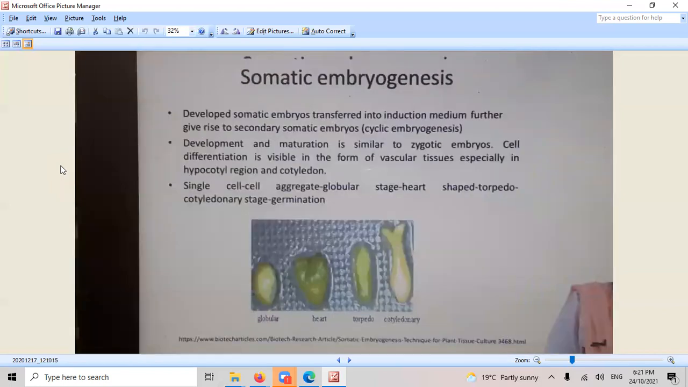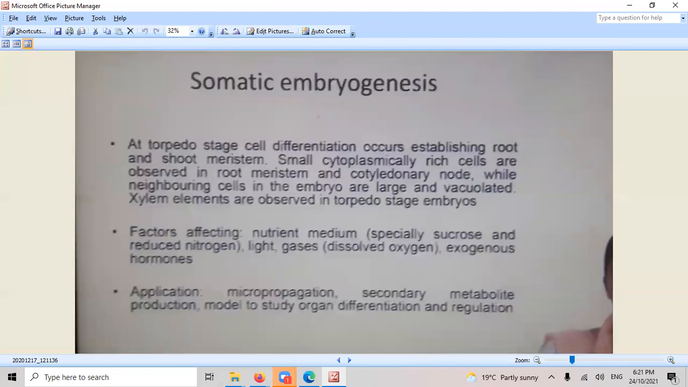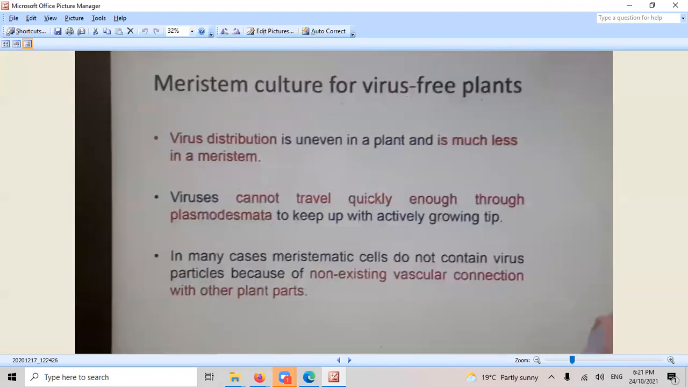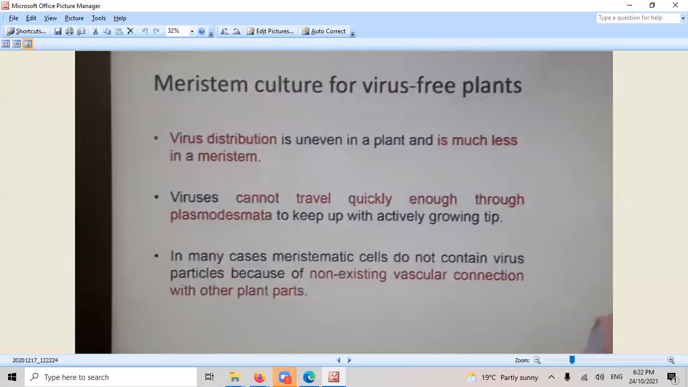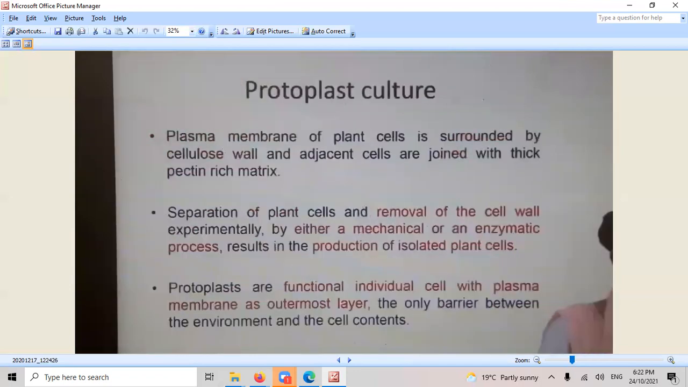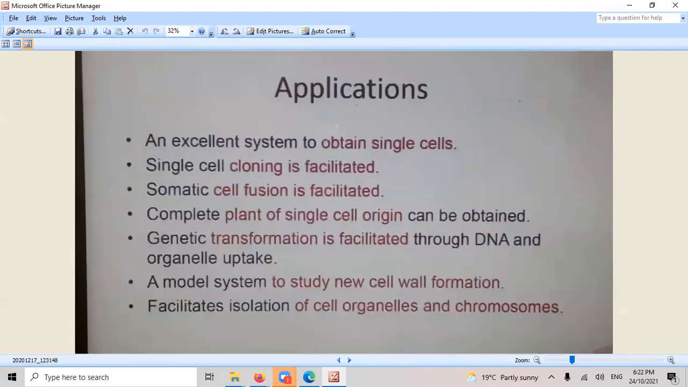These are the 4 shapes we're talking about, and the xylem. Remember it said in the globular shape, do you see the xylem? No, in the heart, or the torpedo, or the cotyledonary, when it's finally finished. There are 4 stages. Somatic embryogenesis. Let's go back, see if I was right. Xylem elements are observed in the torpedo stage. Okay. This cannot travel. Yep. That's why it's one of those questions before. Correct.